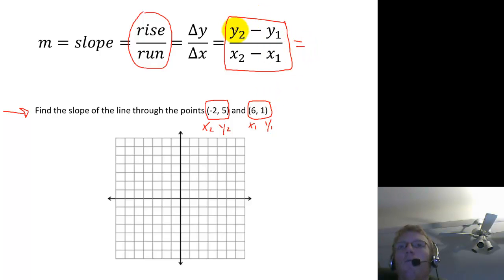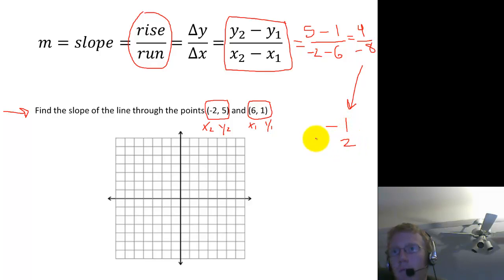So I'll just do it right here. y2 minus y1. That's going to be y2, which is 5, minus y1, which is 1, divided by x2, which is negative 2, minus x1, which is 6, and that's going to give me 5 minus 1 is 4, divided by negative 2 minus 6 is negative 8, which I should always reduce, and that's going to be 4 divided by negative 8, which will reduce to negative 1/2. So my slope is going to be negative 1/2.